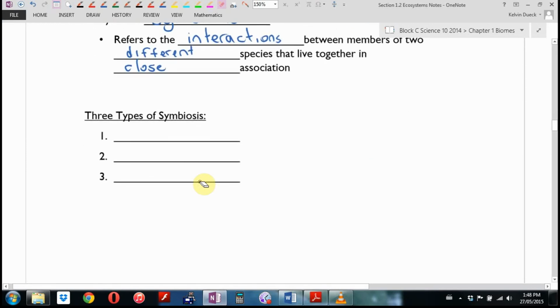There are, you are correct, 3 main types of symbiosis. There are others, but 3 main types. Classic provincial exam question. So this is going to be terms that you're going to need to memorize.